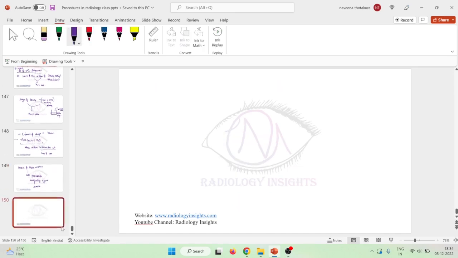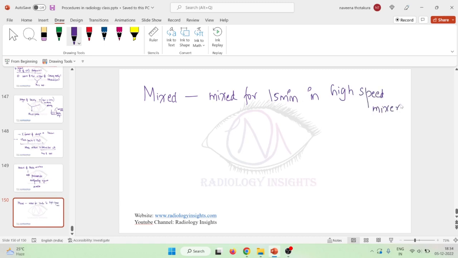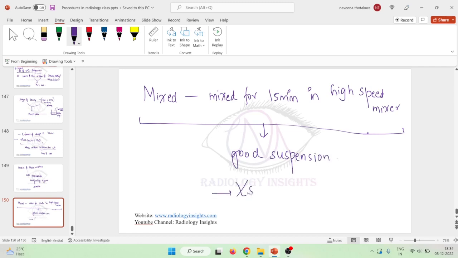Once you have added this, the whole mixture obtained is mixed for 15 minutes in a high speed mixer. Mixing this mixture for 15 minutes in a high speed mixer will result in a good suspension. Make sure it does not settle down and it should not be stored for a longer time. So this is how we prepare the barium.